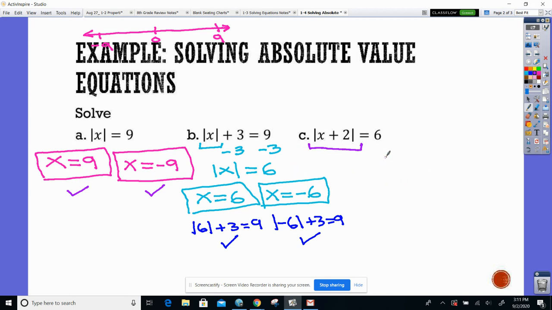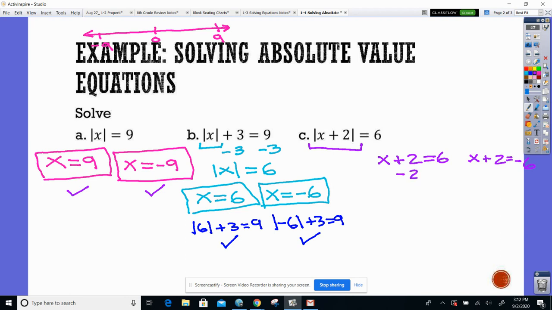Okay, so my first case, I'm just going to take away my absolute value bars. x plus 2 is equal to 6. My second case, I'm going to take away my absolute value bars, x plus 2, but then I'm going to make the other side negative. So this becomes -6. Now, unlike before, x is not already by itself, so now we just solve.